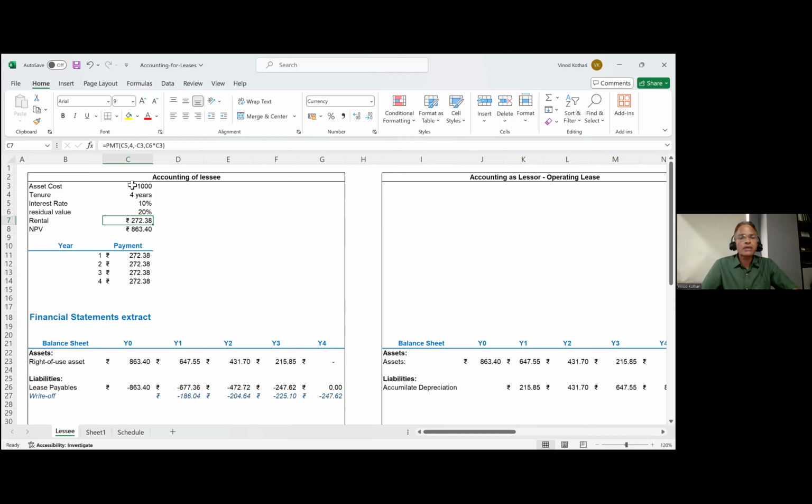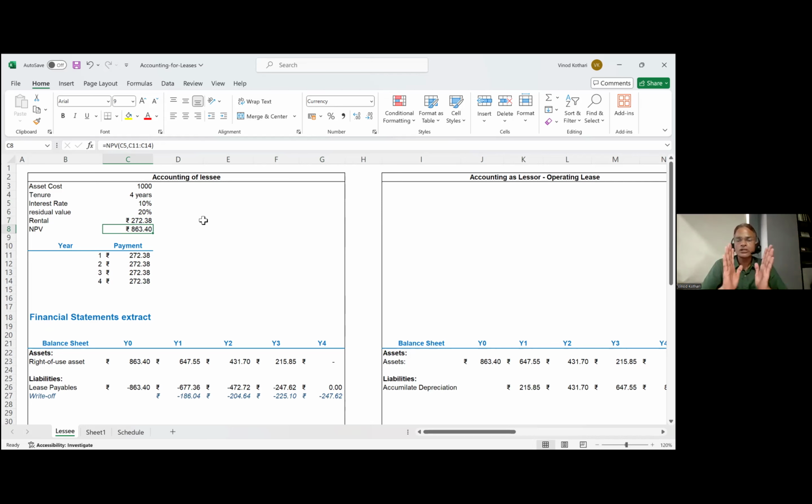And here the PV of MLPs will only be 863 with the 20% RV. Remember, I'm acquiring an asset worth 1000, but what is showing on the balance sheet of the lessee is only an asset worth 863 because the lessee has acquired only 4 years right of use. The lessee has not acquired the remaining 20% value because that is still not a part of the contract. The lessor may actually recapture the asset at the end of the lease tenure.